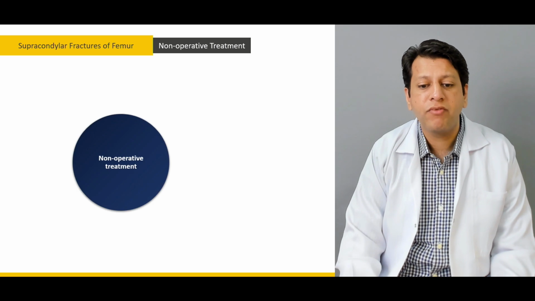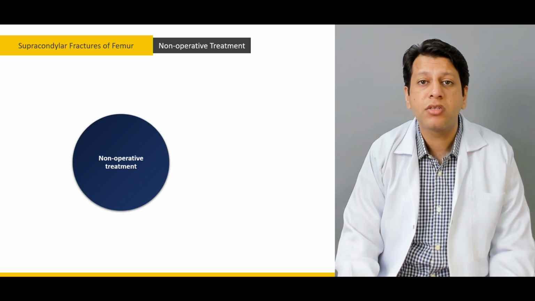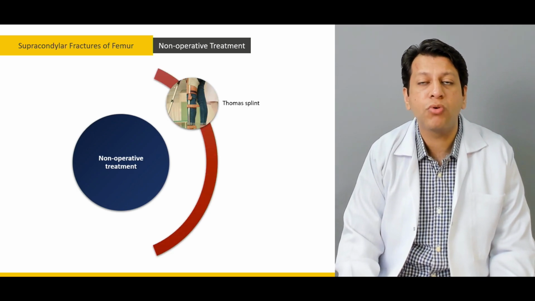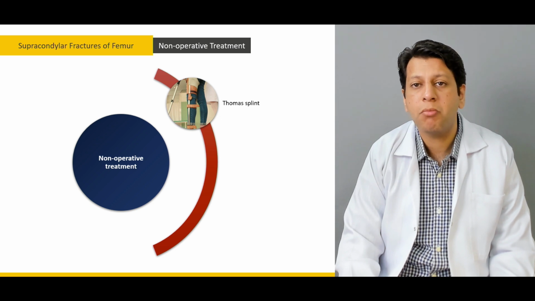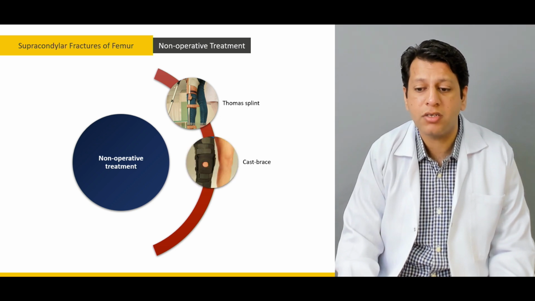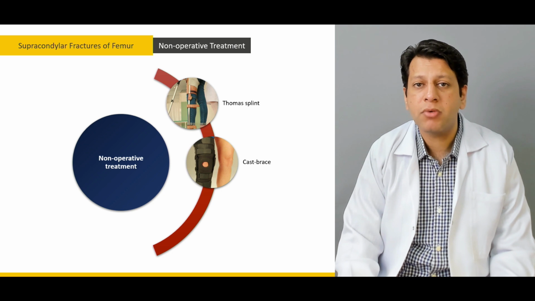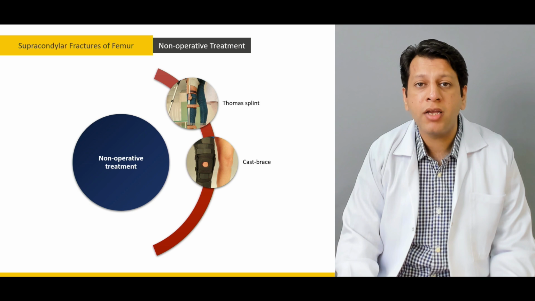Now coming to the non-operative treatment. Non-operative treatment is the initial treatment in the case of supracondylar fractures, which may include the Thomas splint, which can be temporarily placed till the definitive treatment is done, or the knee can be temporarily placed in a cast or a brace, so the patient is immobilized and made pain-free.